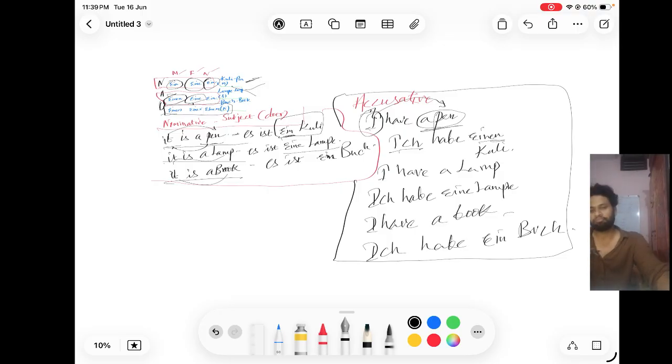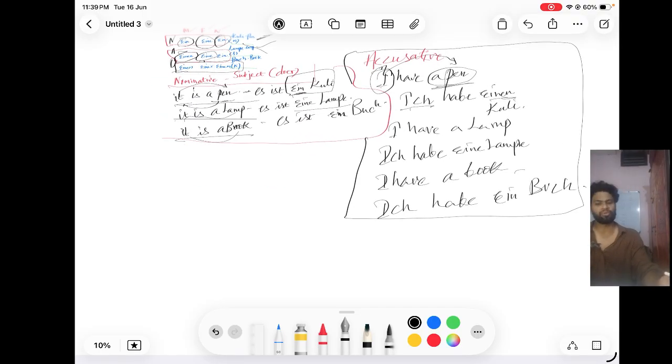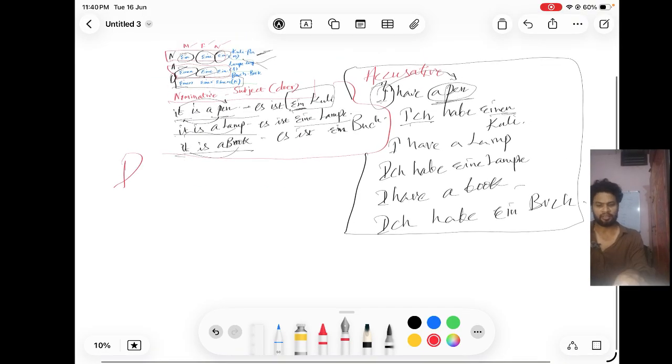For example, to a pen or to a lamp, that is something different. As of now, nominative and accusative is enough. And dative, how to use dative, I will tell you later. But I hope you understood how to use nominative and accusative. Now in nominative I can use different nouns, and I can also take them in a dative case.